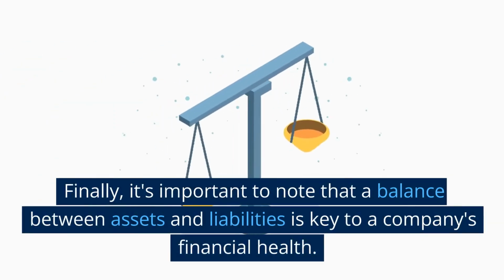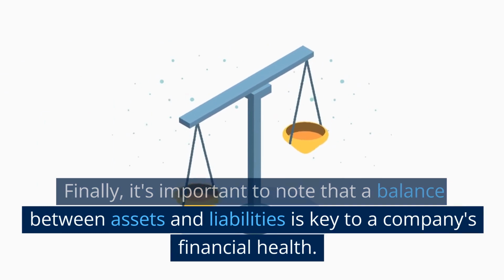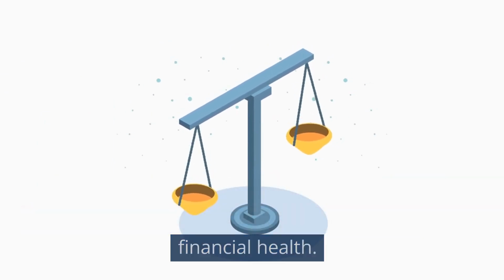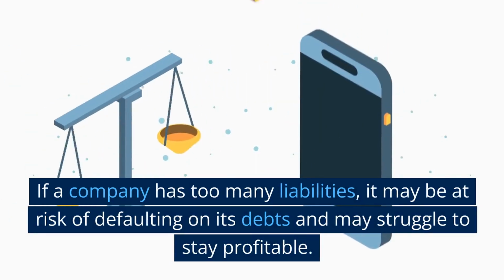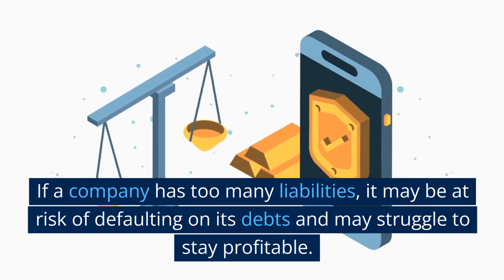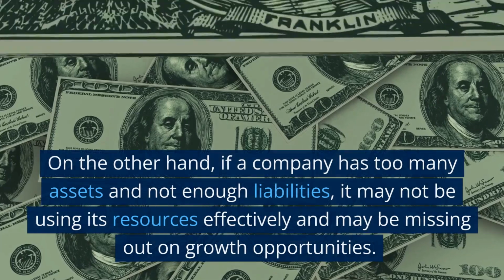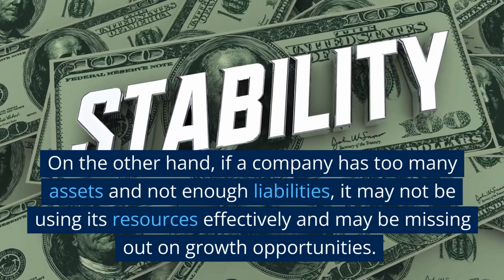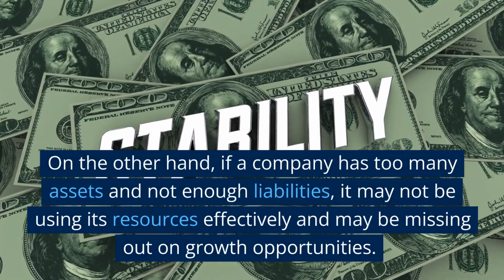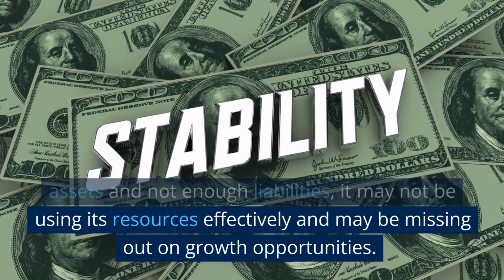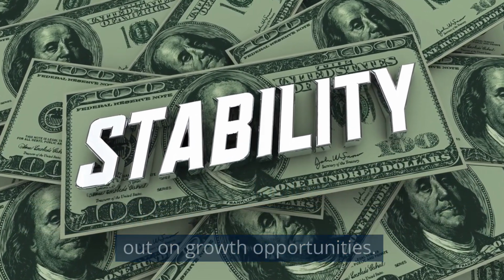Finally, it's important to note that a balance between assets and liabilities is key to a company's financial health. If a company has too many liabilities, it may be at risk of defaulting on its debts and may struggle to stay profitable. On the other hand, if a company has too many assets and not enough liabilities, it may not be using its resources effectively and may be missing out on growth opportunities.